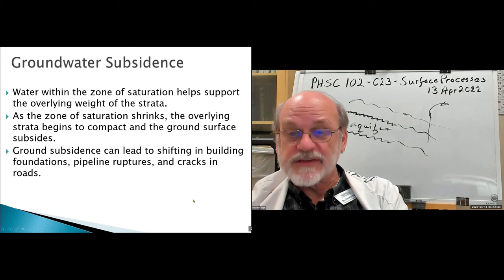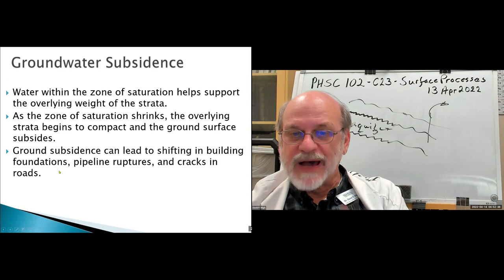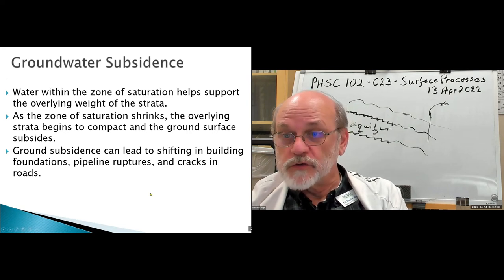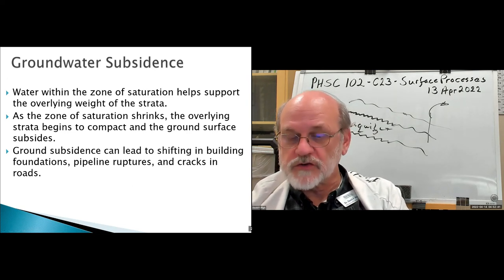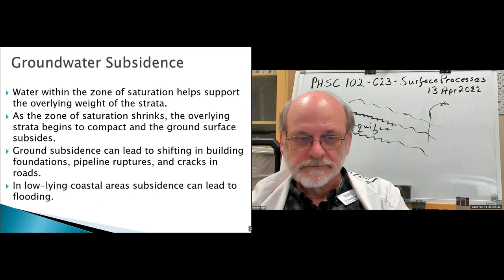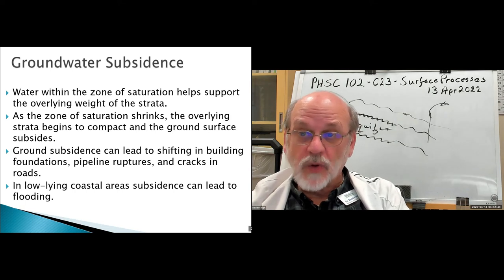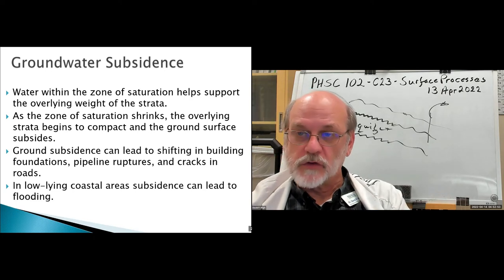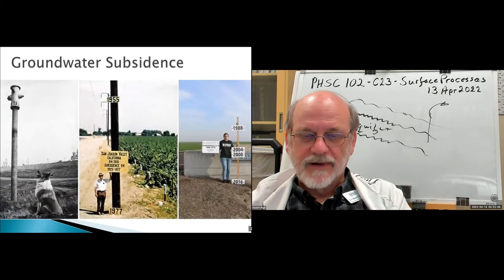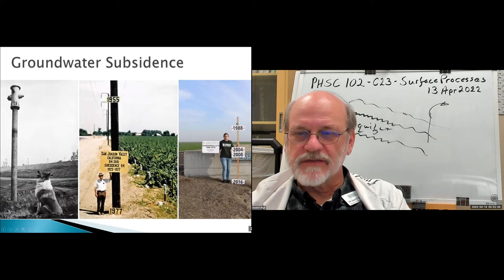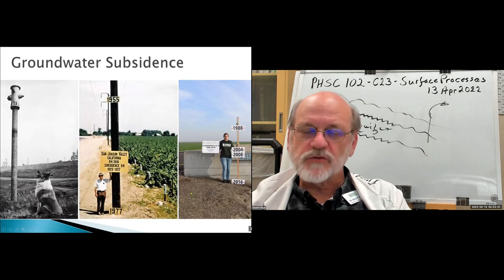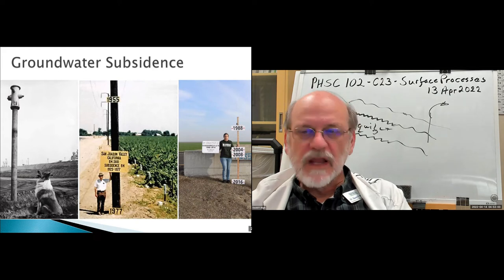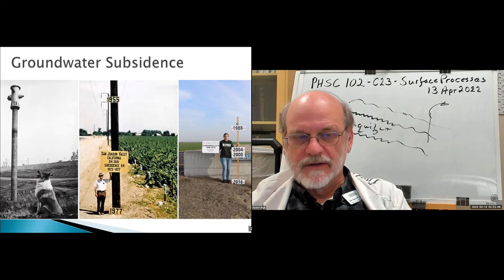It can be devastating for buildings, for pipelines, for roads. You can destroy structures by this subsidence. If it occurs in low-lying areas, you can even enhance flooding, particularly along the coast. Here are three pictures of subsidence in the Central Valley of California. Lots of irrigation there. They've drawn out water for decades.